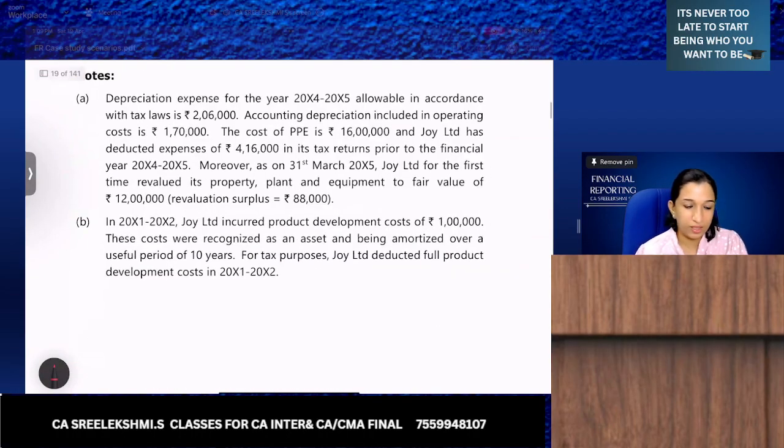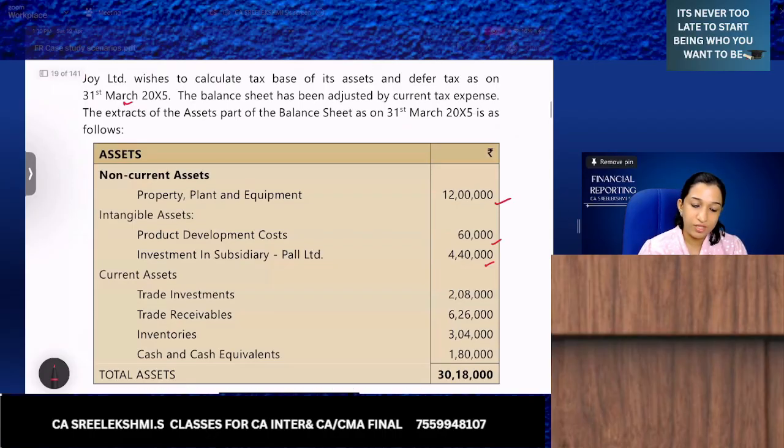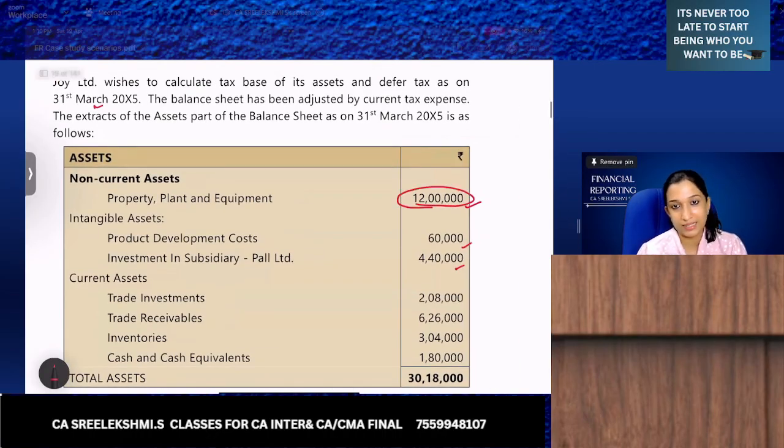What is the information given? Depreciation expense for the year 14-15 allowable in accordance with tax losses is 2 lakh 6,000. Accounting depreciation included in operating cost is 1 lakh 70. Cost of PPE is 16 lakhs and Joy Limited has deducted expense of 4 lakh 16,000 in its tax returns prior to the financial year 14-15. Moreover, as on 31st March 15, Joy Limited for the first time revalued its property, plant and equipment to fair value of 12 lakhs. So how much is PPE? 12 lakhs.